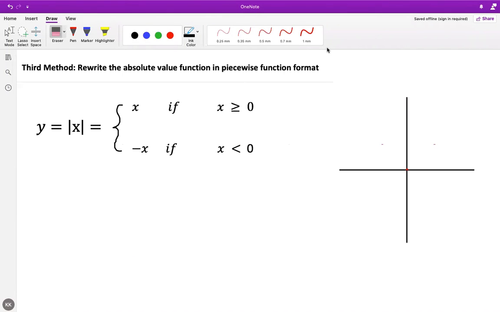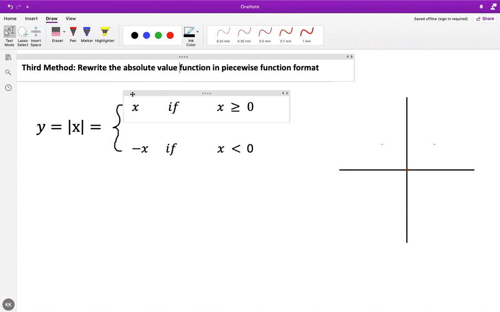So this is the third method. For the third method, I need to rewrite the absolute value function in piecewise function format. So this is the piecewise function format for the absolute value of x. If you don't know where this formula comes from, please refer to my very first video on the absolute value function. Okay, so let's graph this one.